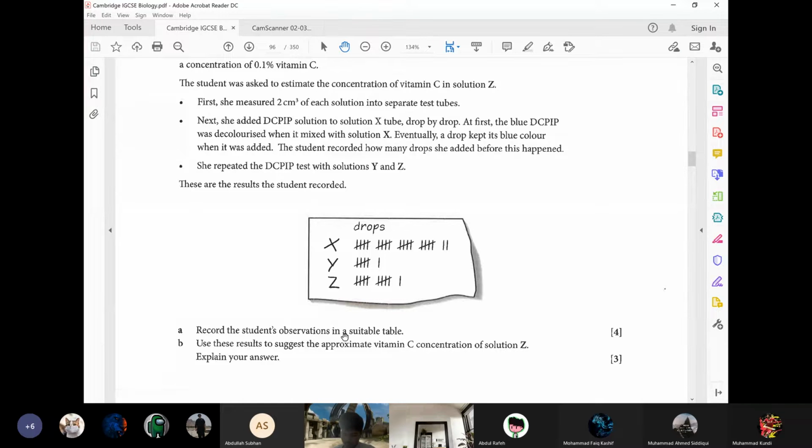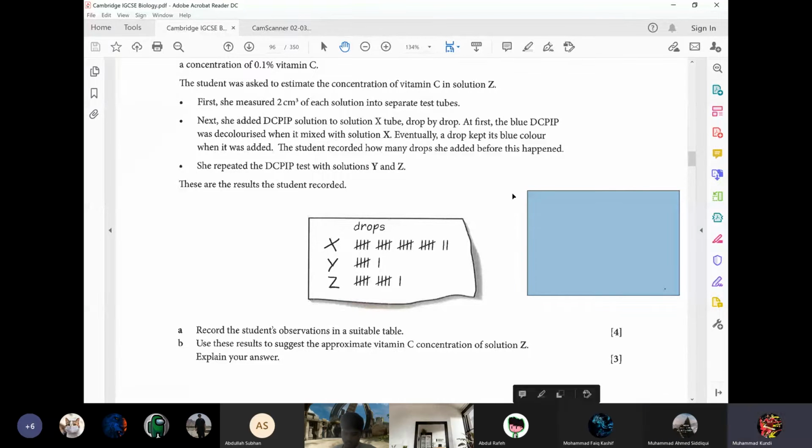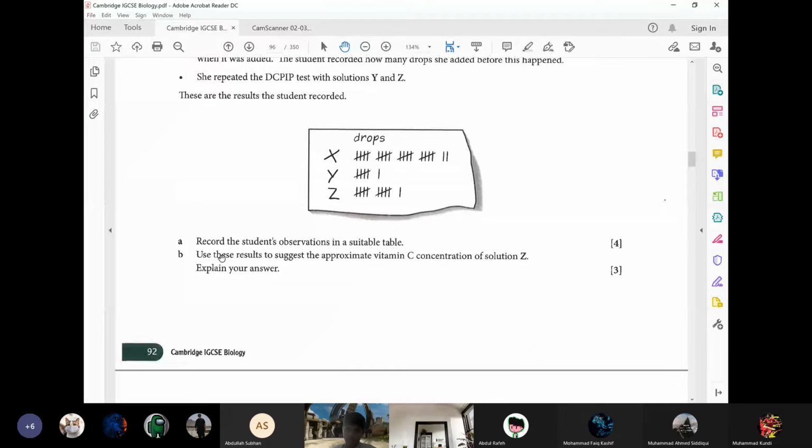So record the student's observation in a suitable table. What you will do, you will make a table. Let's suppose that you made the table. In the middle, you will draw a line over here, and then you will make it like this. So here you have 2 columns. Here you will write solution. It is X, Y, and Z. And here you will write number of drops. Then you will write 22. Then you will write 6, and then you will write 11. Got it, boys? Yes, sir.